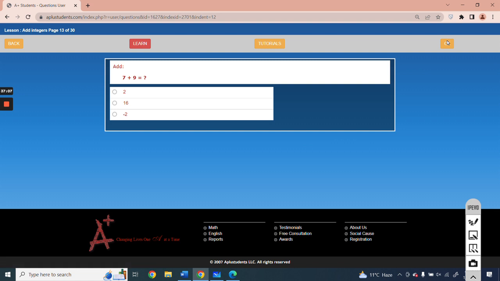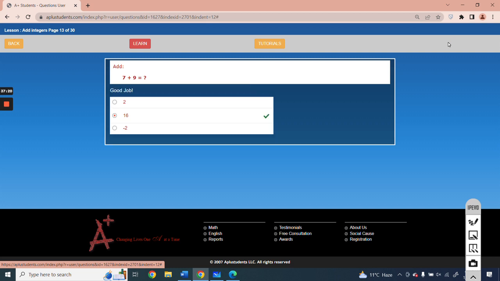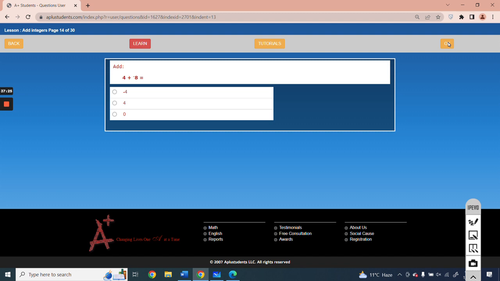Okay, the next one is 7 plus 9. Both of the numbers are positive, so it is 16. Got it? Okay, 4 plus negative 8 is, you have to subtract them and put the sign of the greater number, so it will be negative 4. Got it?